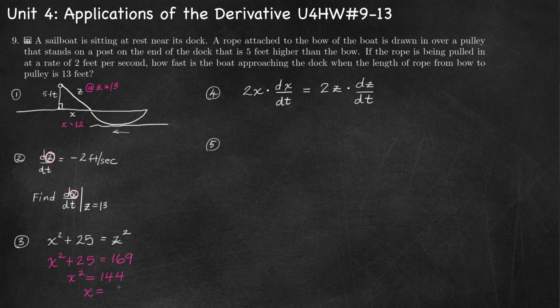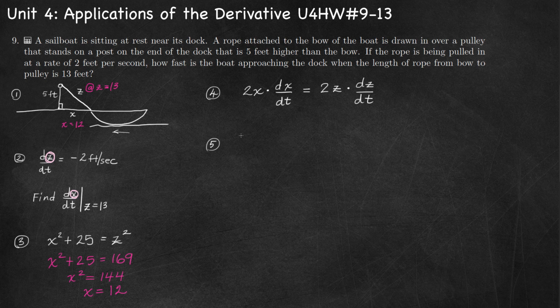We take the square root, we get x equals plus or minus 12, but we know x can't be negative 12. That wouldn't make sense in the context of our problem. So x is 12. At this moment in time, x is not always 12, but at the instant when z is 13, x is 12.